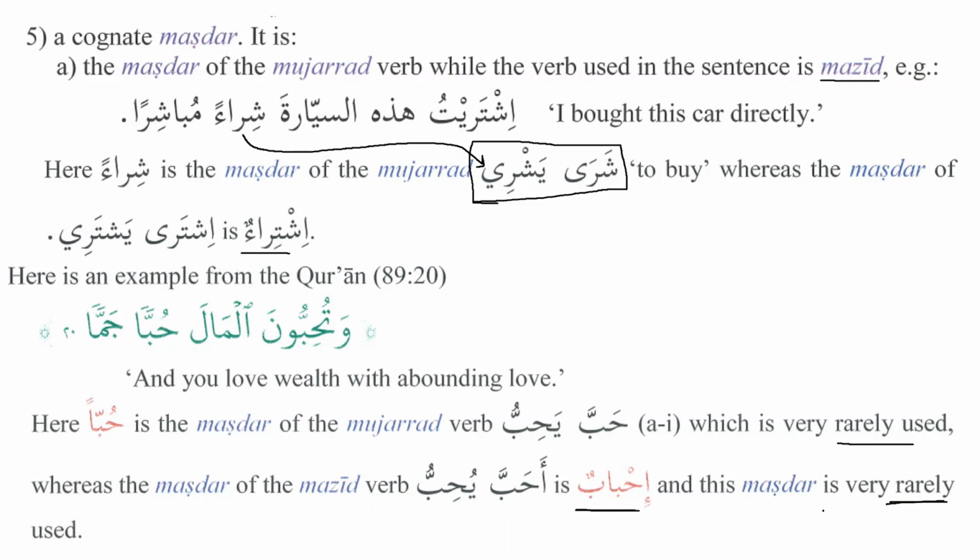And that's also something very interesting that we can see over here: the masdar that is being used is the cognate masdar, and the verb itself is from mazid fi, but the masdar is from the thulathi mujarrad, the verbs that have 3 root letters.